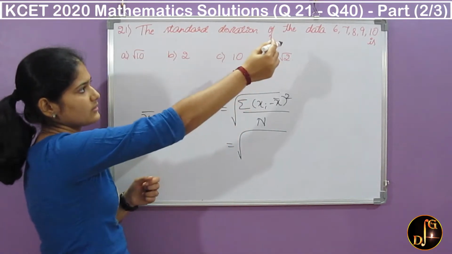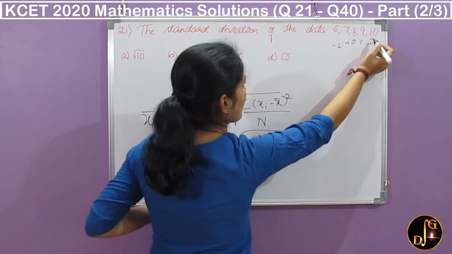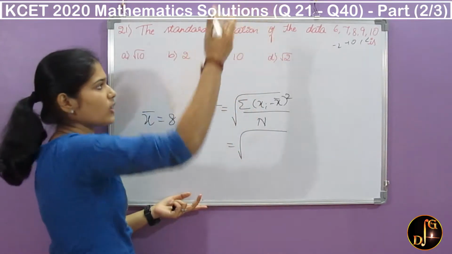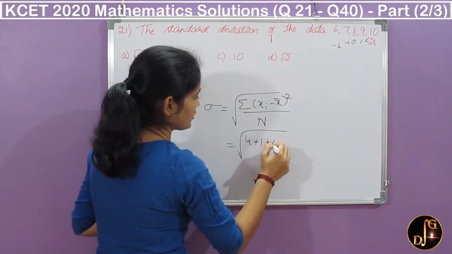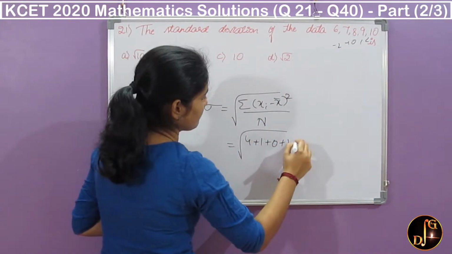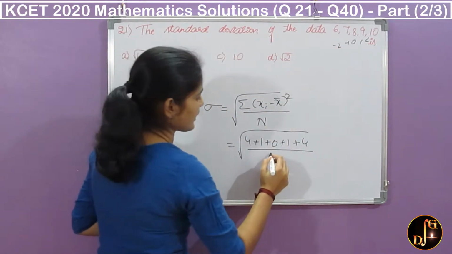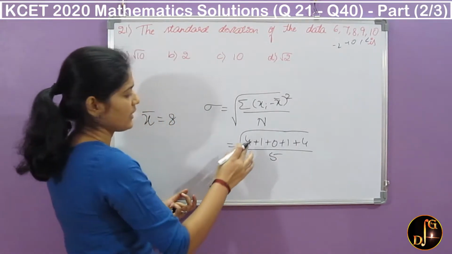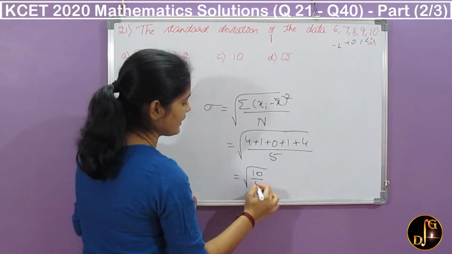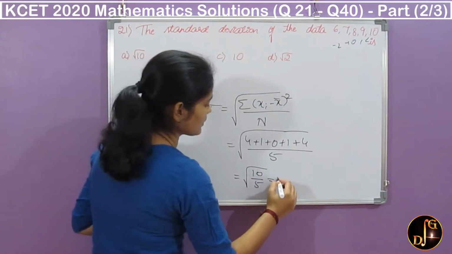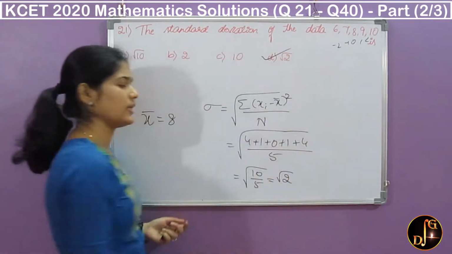Here the differences are minus 2, minus 1, 0, 1 and 2, right? We have to square all those numbers. Minus 2 square is 4, plus 1 square is 1, plus 0 square is 0, plus 1 square is 1, plus 2 square is 4. Divided by n, the number of terms. There are 5 terms, so divided by 5. The numerator is 10 divided by 5. 10 by 5 means 2. That is, the answer is root 2. So the correct option is option D.